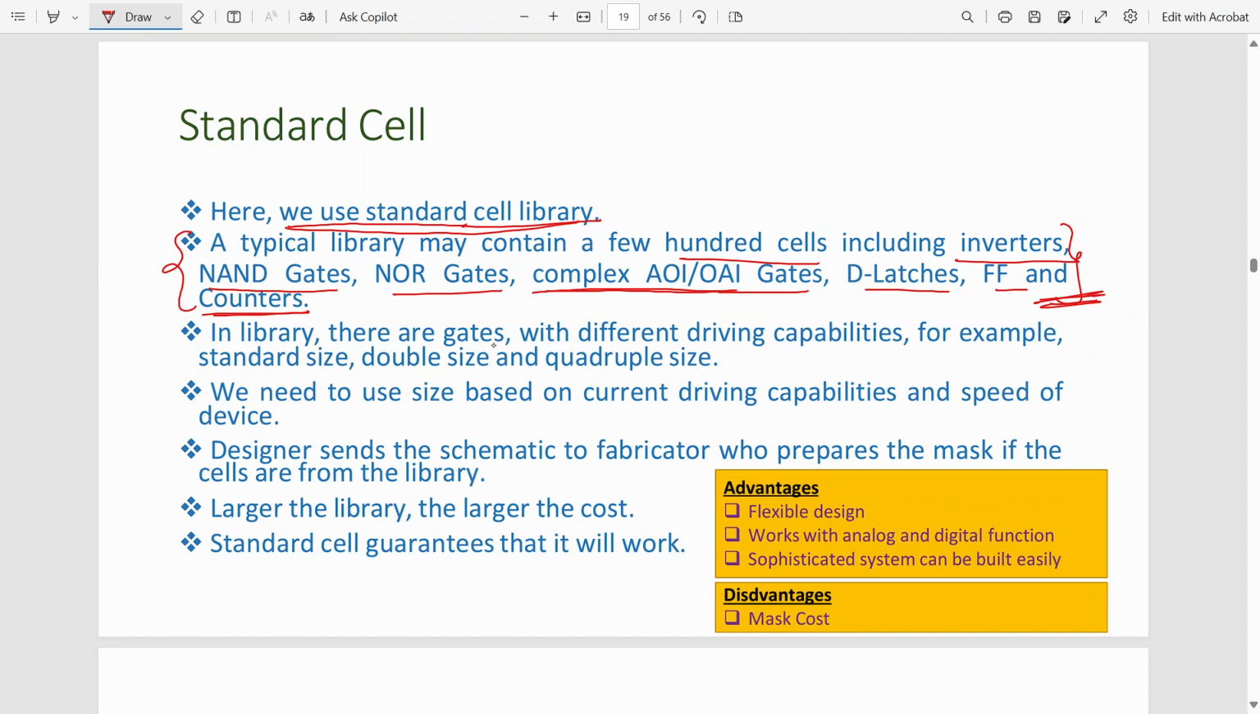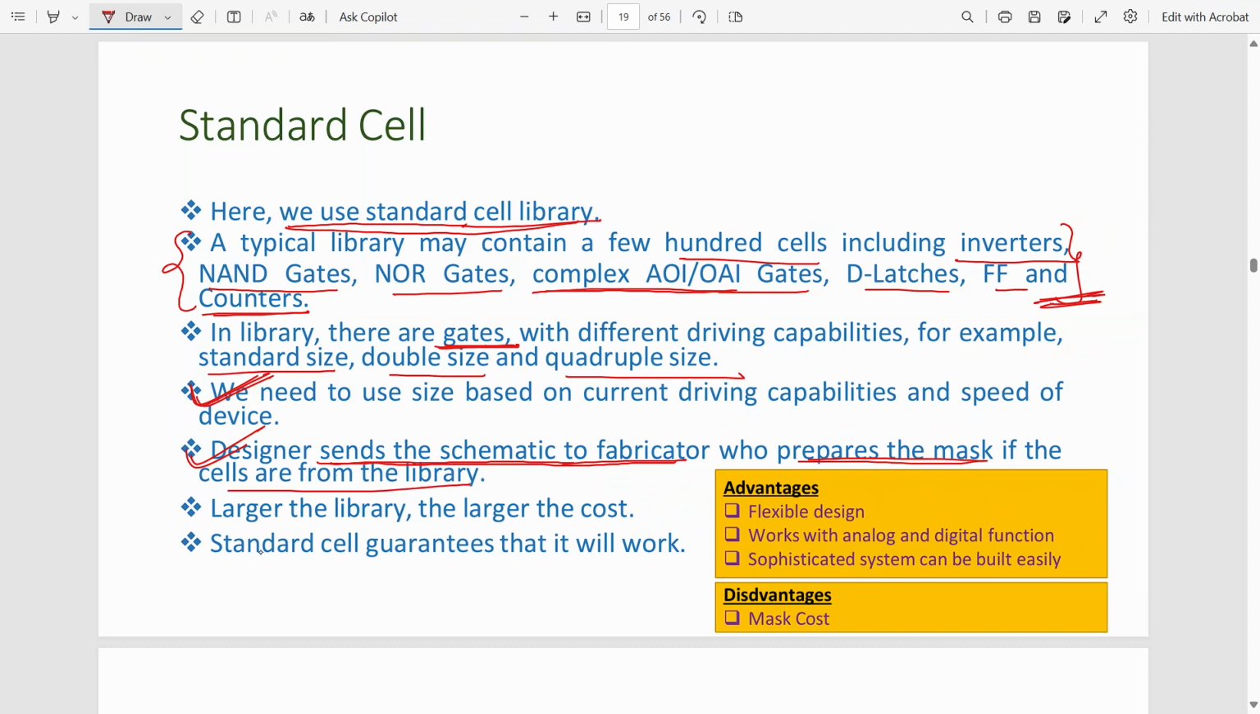In the library there are gates with different driving capabilities. For example, suppose AND gate and NOR gate are there. They have specific driving capabilities like standard size, double size, quadruple size. We need to use these AND gates or OR gates depending on our requirement. So what the designer will do is send the schematics to the fabricator, saying I want this type of schematics. Based on the requirement of the designer, the fabricator will prepare the mask, if the cell is from the library.